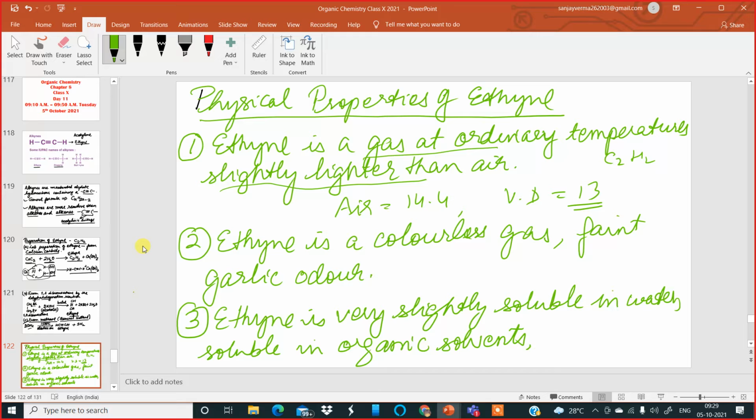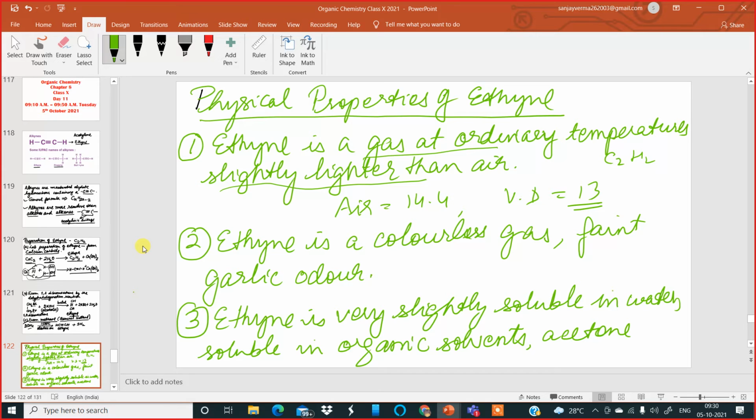So is it present in garlic? It is not present in garlic. It has a faint garlic-like smell. It just has the smell of garlic. Okay, remember that.